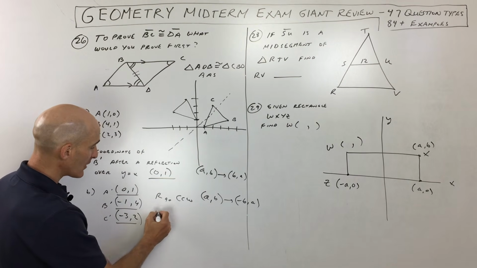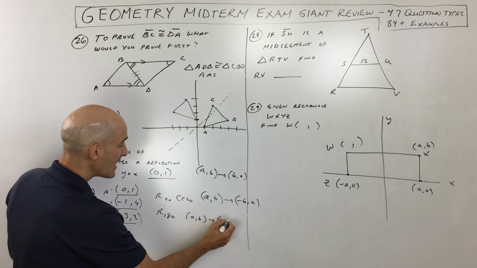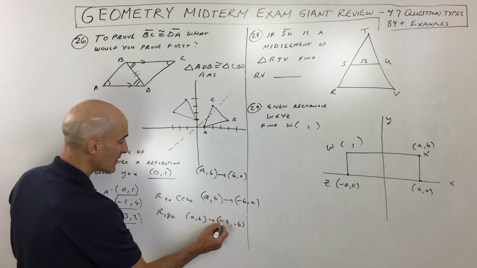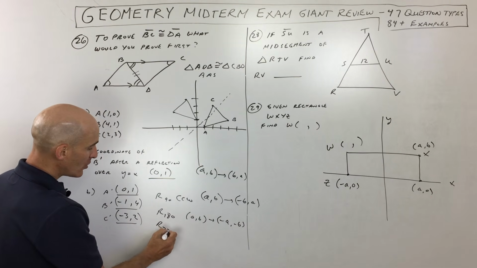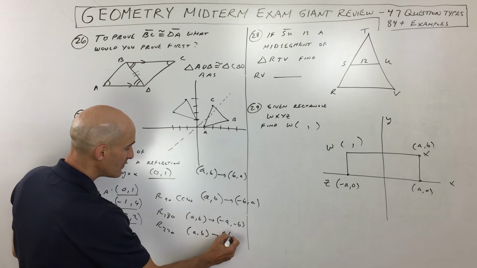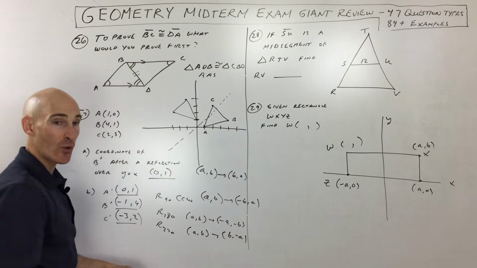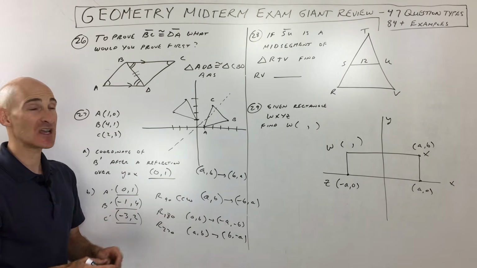So I'll give you another example. If you rotate 180 degrees, AB would become negative A, negative B, so that they stay in the same order, but you just make them the opposite sign. If you rotate 270 degrees counterclockwise, AB becomes B, negative A. So you switch the x and the y, and you make the new y coordinate the opposite sign. So those are for rotations.